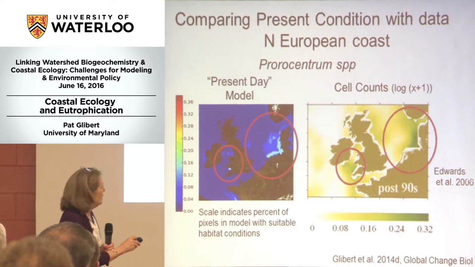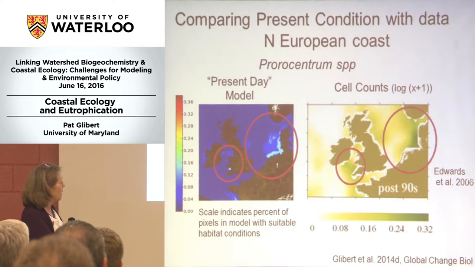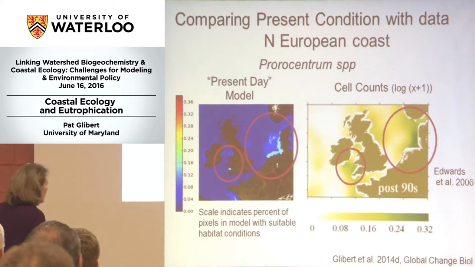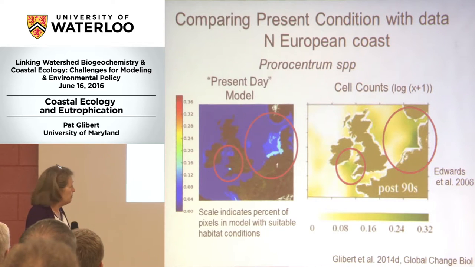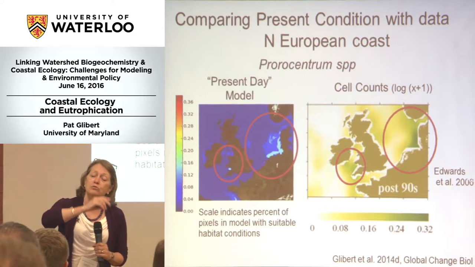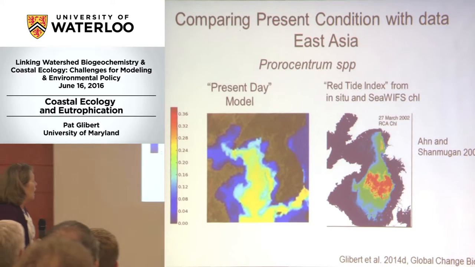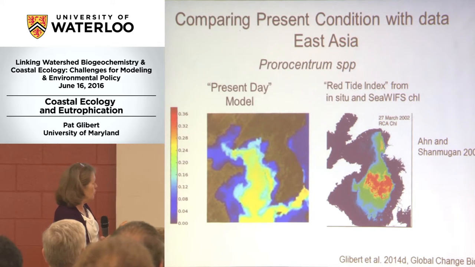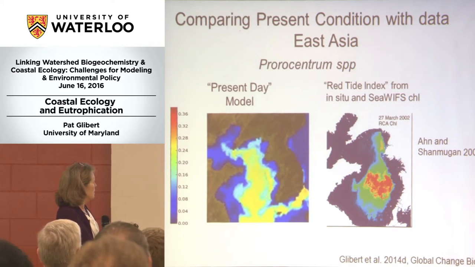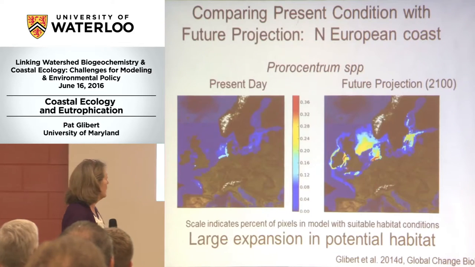Here's some real data. And we can see we're picking up the right hotspots. So in general, the model picked up the right places. This is not projecting the intensity of the bloom. Rather, it's more like a risk map showing habitat suitability. Here's the East China situation. Here's the present-day model. Here's a red tide index that was published. So again, we're picking up the right place.